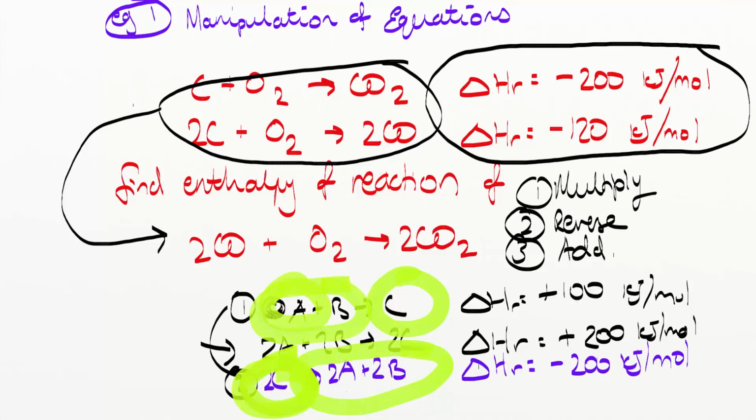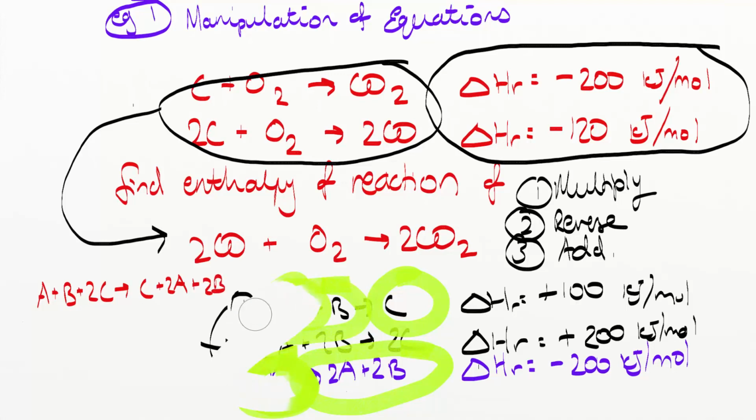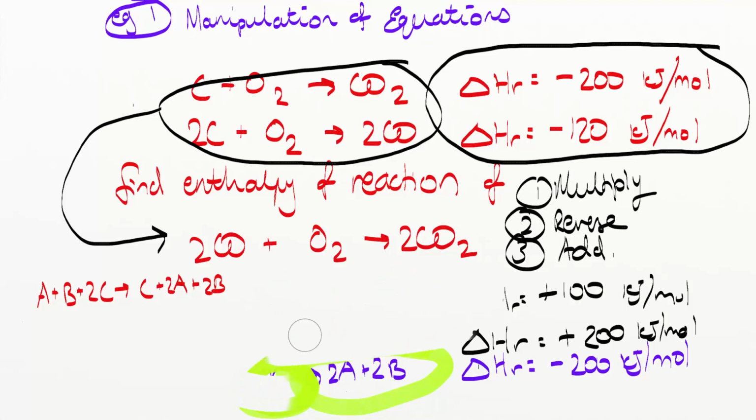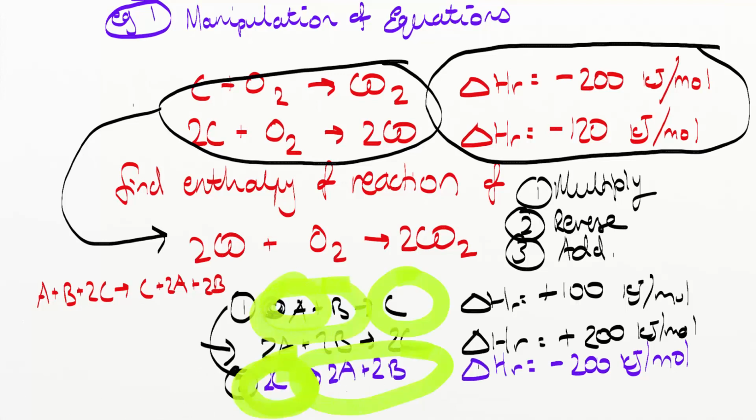So if we add these two equations together, what are we going to get? Let's have a look. In equation 1, the reactants are A plus B, and 2C is the reactants for equation 2, and the products for equation 1 are C, and the products for equation 2 are 2A plus 2B. Let's get some space over here. Okay, we'll leave it. So actually, let's keep this back for a moment.